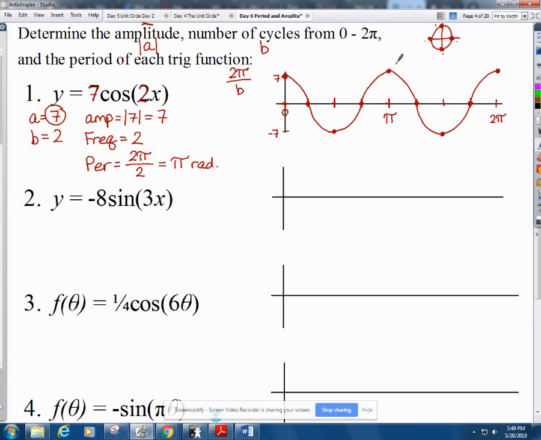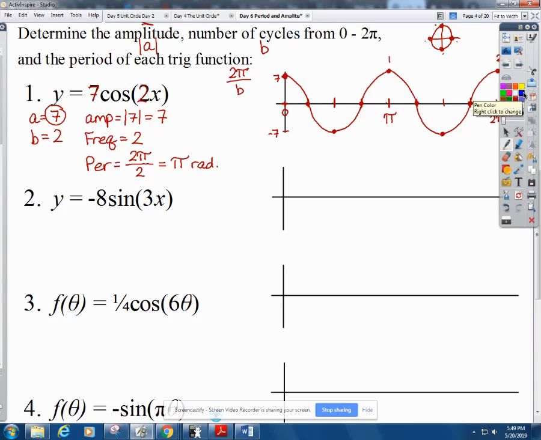Anyway, so we got 2 complete cycles. This is the end of the first cycle. This is the end of the second cycle. So the length of each cycle, the first cycle ends at pi. All right, so I hope that all is starting to make sense. So we're going to start the next graph.